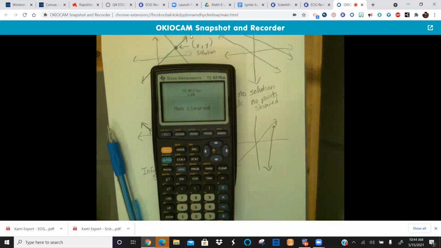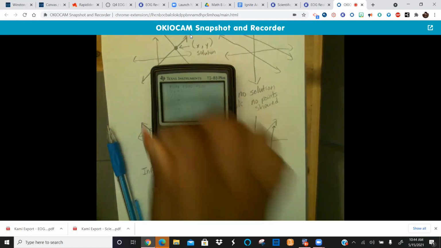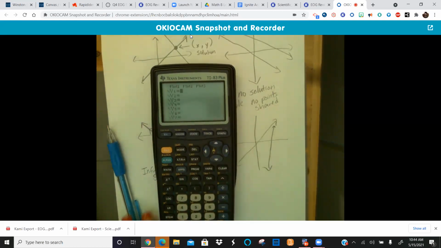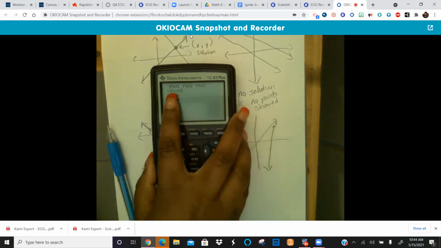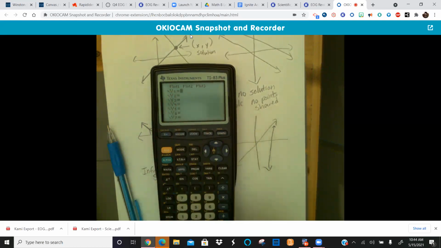All right, so let's go to y equals. We're going to type in 2 equations. We have y equals already here. This is your first, this is your second. So we're just going to do 2 equations. The first equation we're going to do 3x, which is right beside the alpha button. 3x, let's do minus 6.